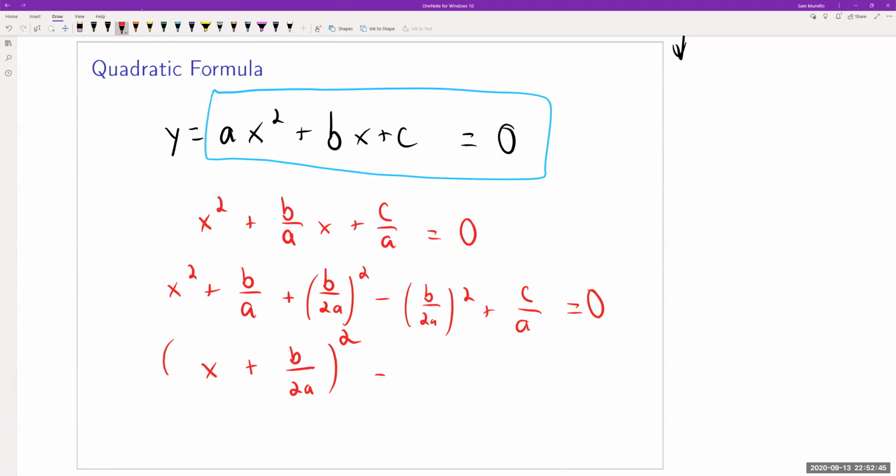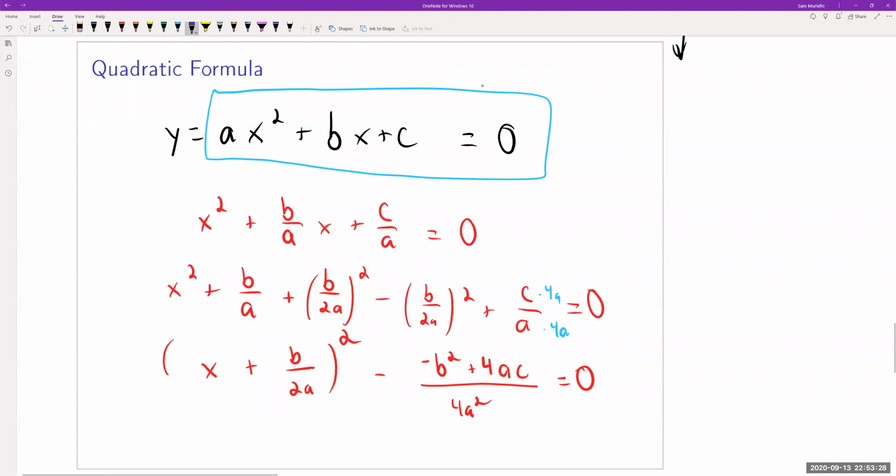So I can make this b squared over 4a squared for this first piece. And for the second piece, if I want to get the same denominator, I will need to multiply the top and the bottom by 4a. So I will multiply here times 4a on the top and the bottom. And so what that will give me is negative b squared plus 4ac over 4a squared equal to 0. You may start to see where this is going, but if not, let's keep moving forward.